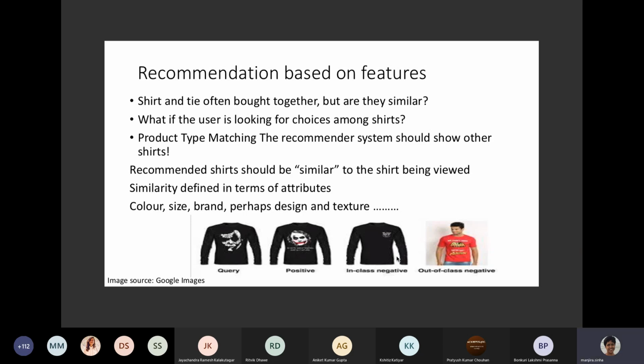This is a black full sleeve t-shirt, but it is not a similar item, and we call it in-class negative because it matches these attributes, the colors, the size, the texture maybe, but not this logo. This is not one thing. And this is out-of-class negative because in this case we are not matching any of the product features. Only this writing is matched, but this may not be the most important feature. Maybe my primary thing is that I want a black t-shirt.